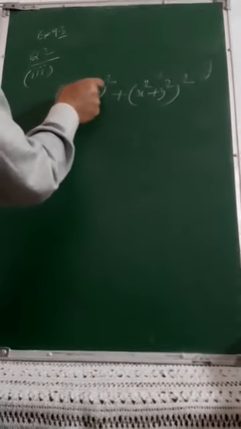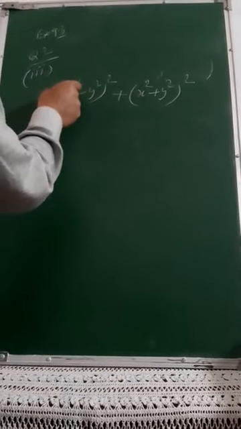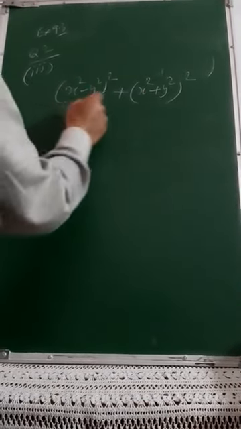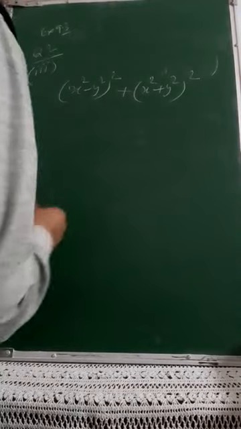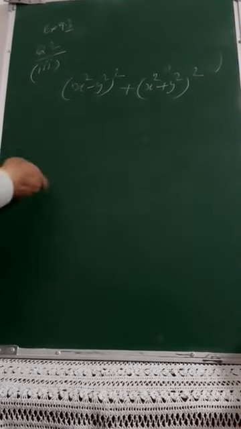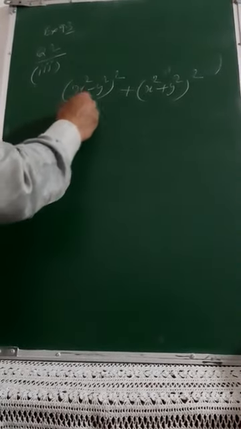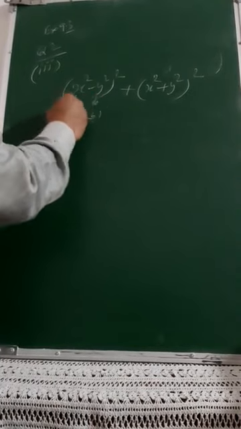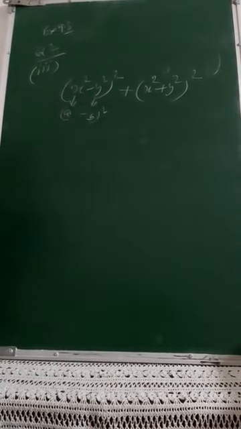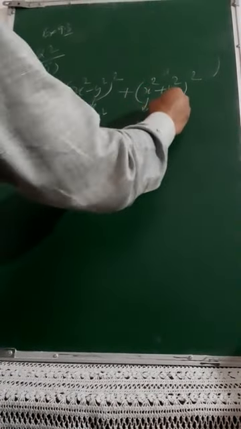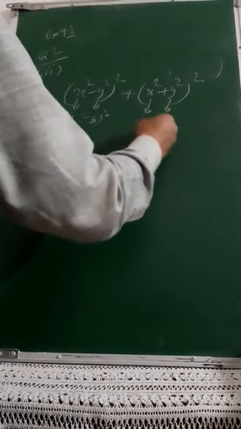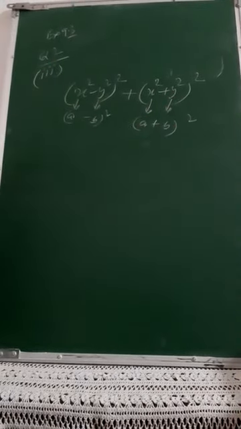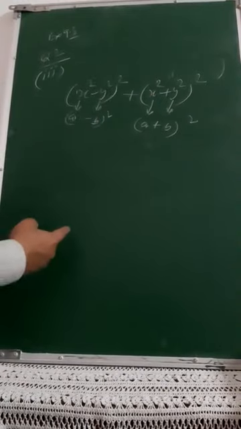And otherwise you see this is a, this is b, so this is also lying in the form of a minus b whole square, a plus b whole square. So you can go in that way also. So here it is a, it is b, and then it is whole square. In that way you can use. Again here it is a, here it is b, and in between plus is there whole square. So I can use a minus b whole square.